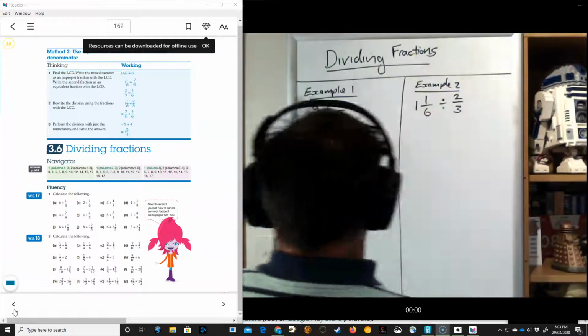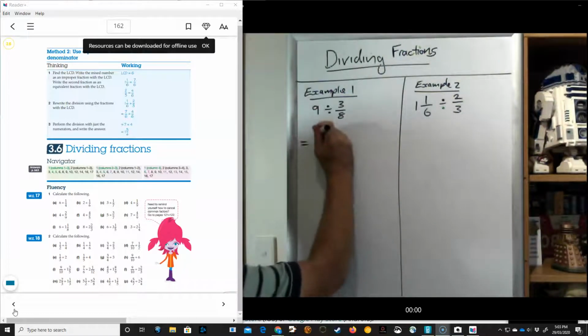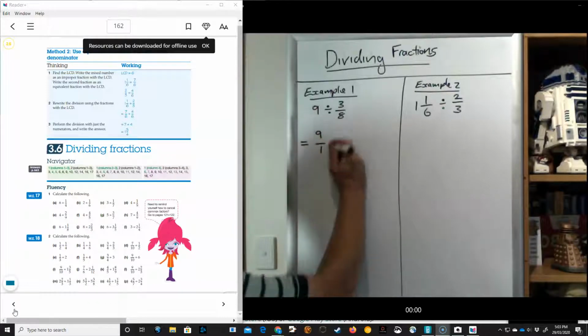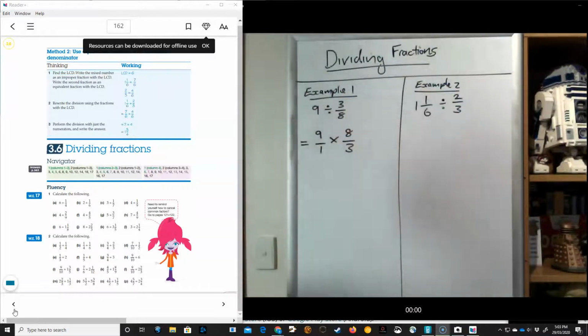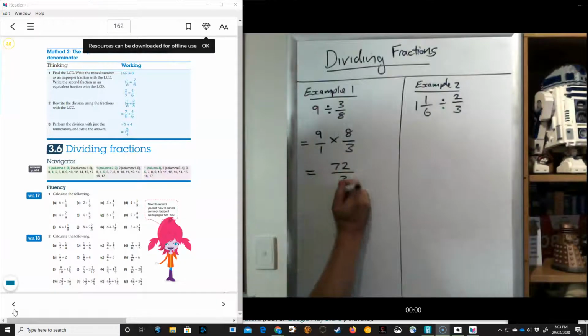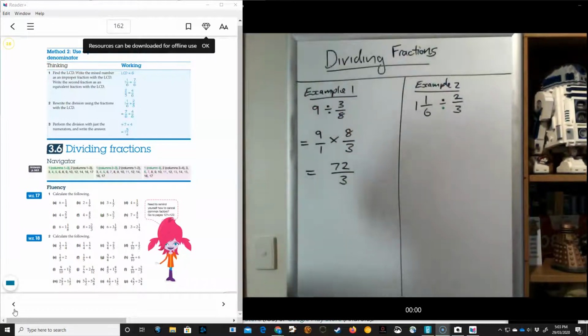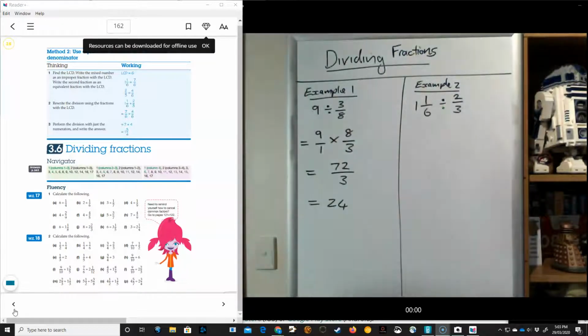Now, there's a couple of other problems here. We've got a 9. I'm going to treat that as 9 over 1. I'm going to multiply and I'm going to turn that second fraction upside down. So I'm going to end up with 72 divided by 3. Now 72 does divide by 3. 72 divided by 9 is 8. And so I think this might be 24, but we can always go over to our calculator.